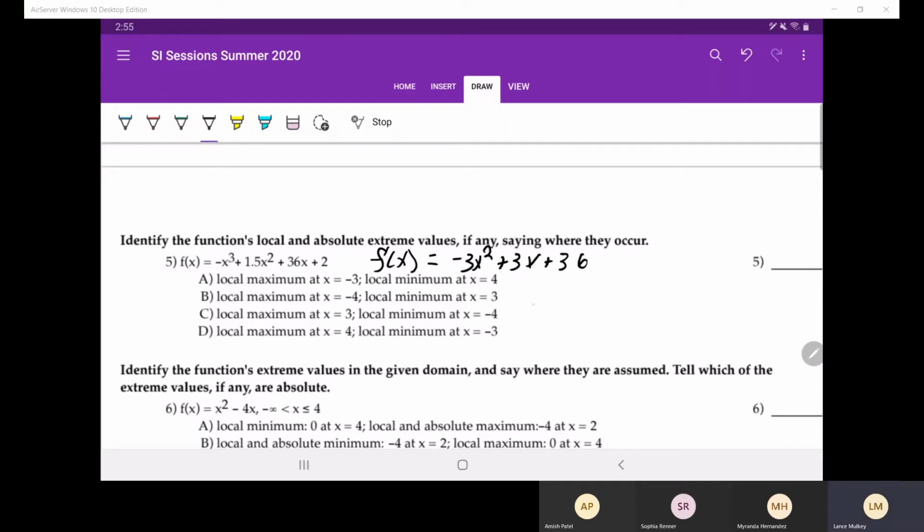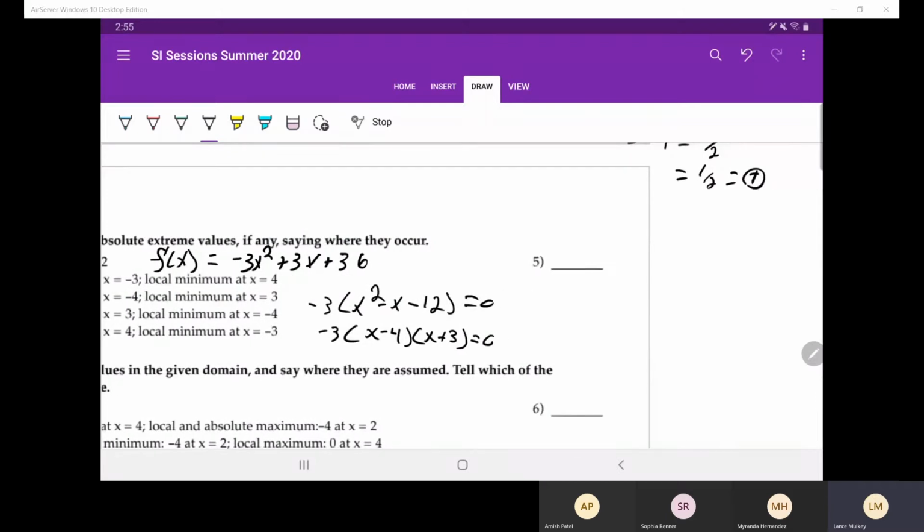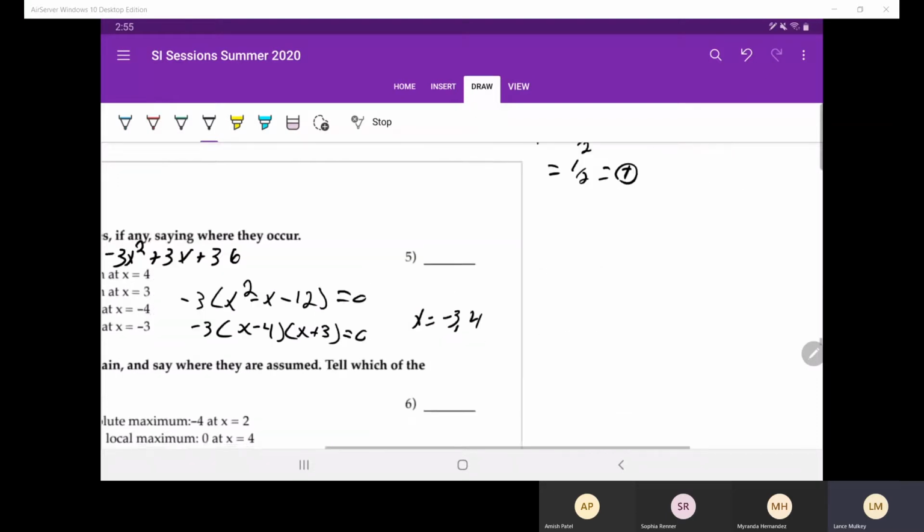All right, set that equal to 0. We'll pull out -3 times x squared minus x minus 12 equals 0. If y'all can't factor, y'all got to get good at it for some of this stuff. It's trial and error usually, but I can just see it now because of patterns I've seen in the past. So x equals -3 and 4. Those are critical points.